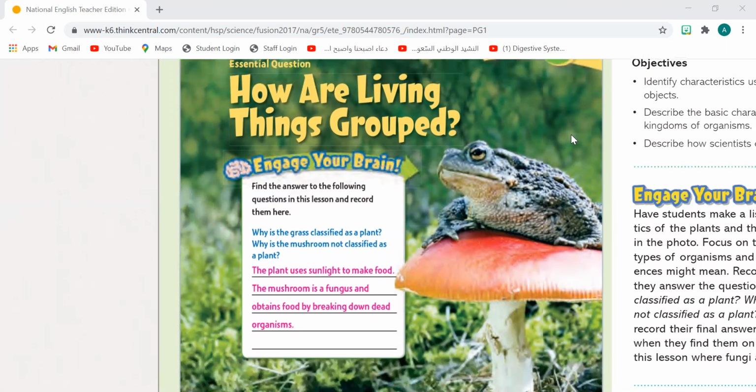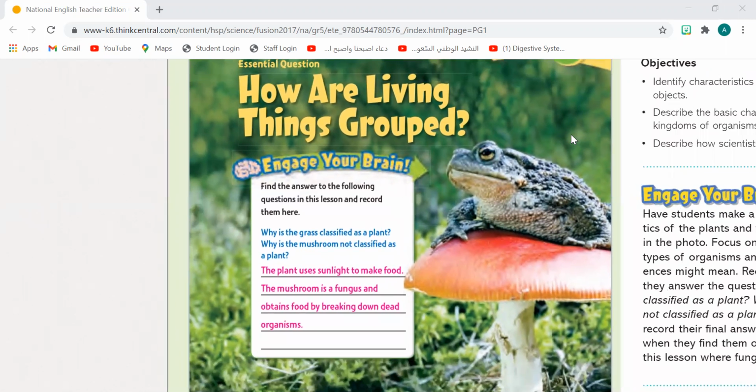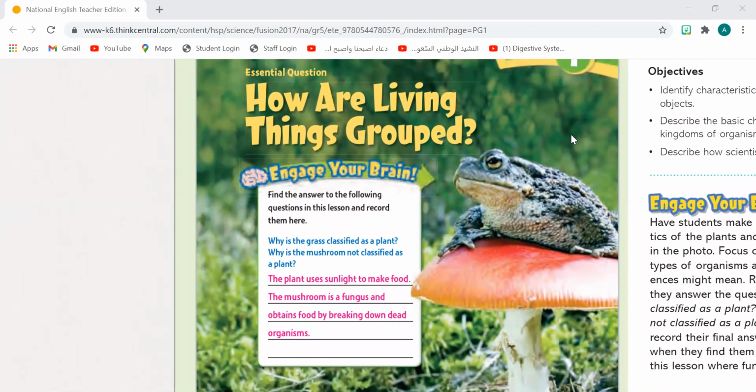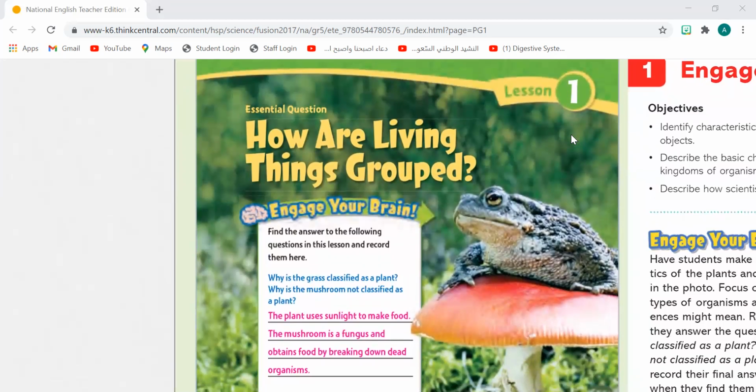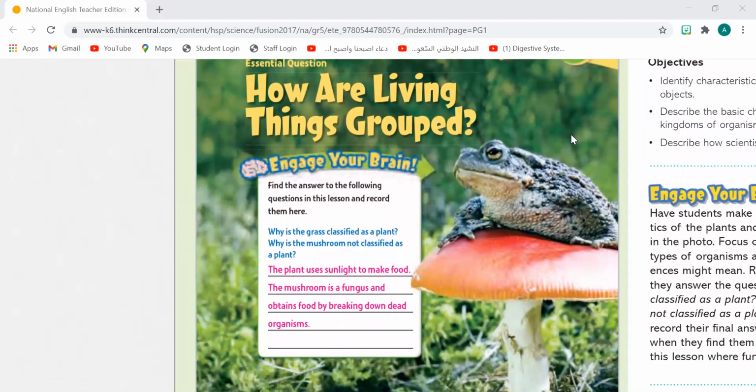All right, today we are going to take a new topic, a new unit. We are going to take unit 4, lesson 1: How are living things grouped? That means that all living things are in groups, in many groups. Do you think so?